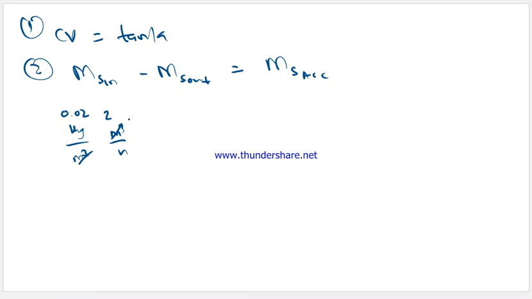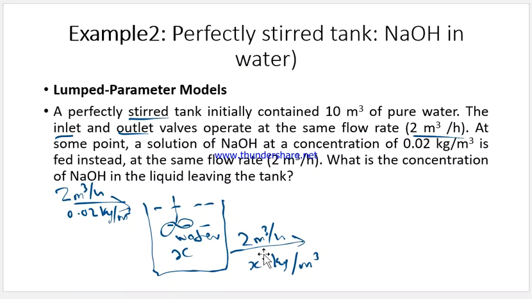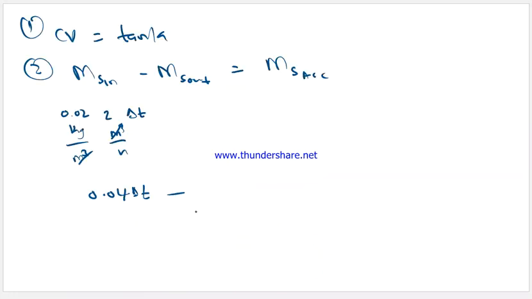kilogram per hour. So when we multiply by delta T, it also gives us kilogram. So therefore, we have 0.04 delta T coming in. What is going out? Look at what is going out. It's going to be 2 multiplied by X delta T as well. So minus 2X delta T. Then what is accumulating?